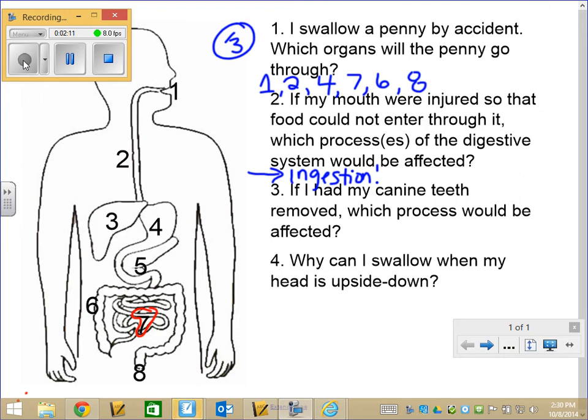But I will also be affecting digestion, both chemical and physical. So remember, you have teeth in your mouth, but you also have saliva and enzymes in your mouth. So ingestion and digestion would both be affected. Now, I would make this question probably out of 2, so that as long as you had 2 of the things that are affected, you got the marks.